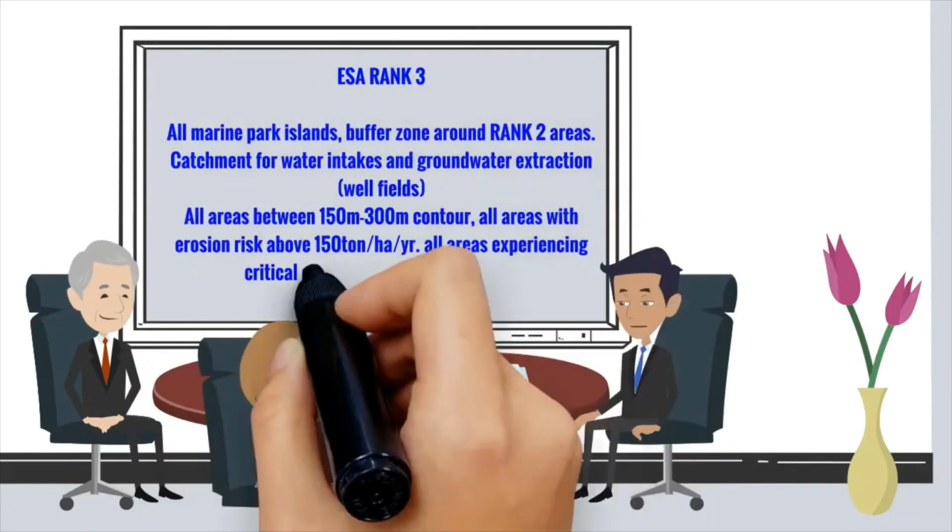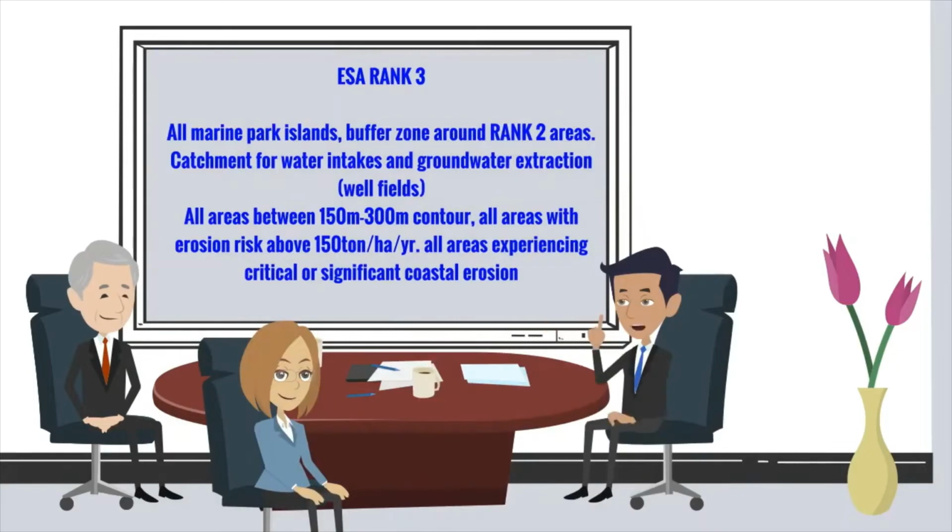ESA Rank 3, firstly, all marine park islands, buffer zone around Rank 2 areas. Secondly, catchment for water intakes and groundwater extraction, well fields. Thirdly, all areas between 150 m and 300 m contour, all areas with erosion risk above 150 tons per hectare per year, all areas experiencing critical or significant coastal erosion. All sources from National Physical Plan, April 26, 2005.